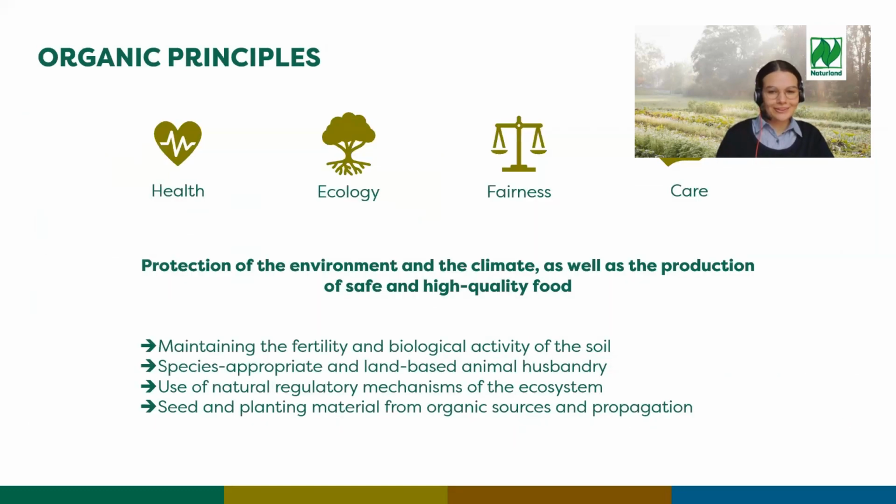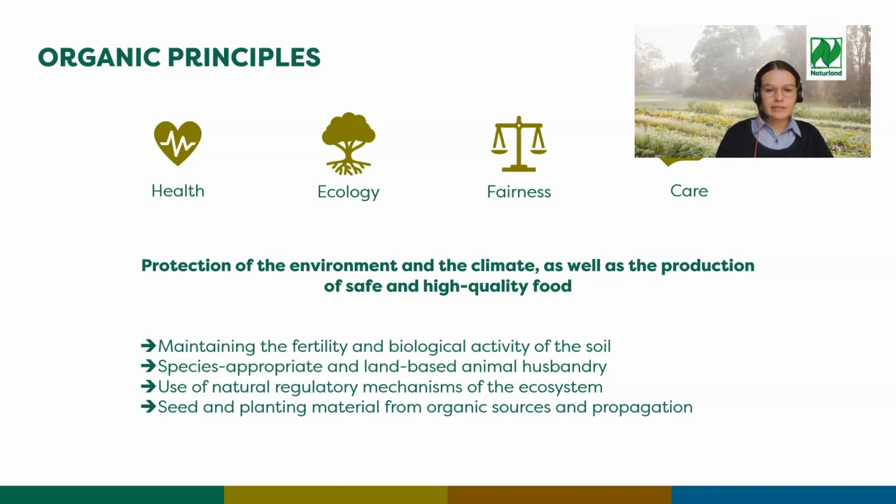As you all know, organic agriculture follows the 4 principles of health, ecology, fairness, and care set by the IFOAM. These are the foundation and also the vision for the future development of organic farming in the world. So therefore, the primary goal of organic agriculture can be put as the protection of the environment and the climate, as well as the production of safe and high quality food.